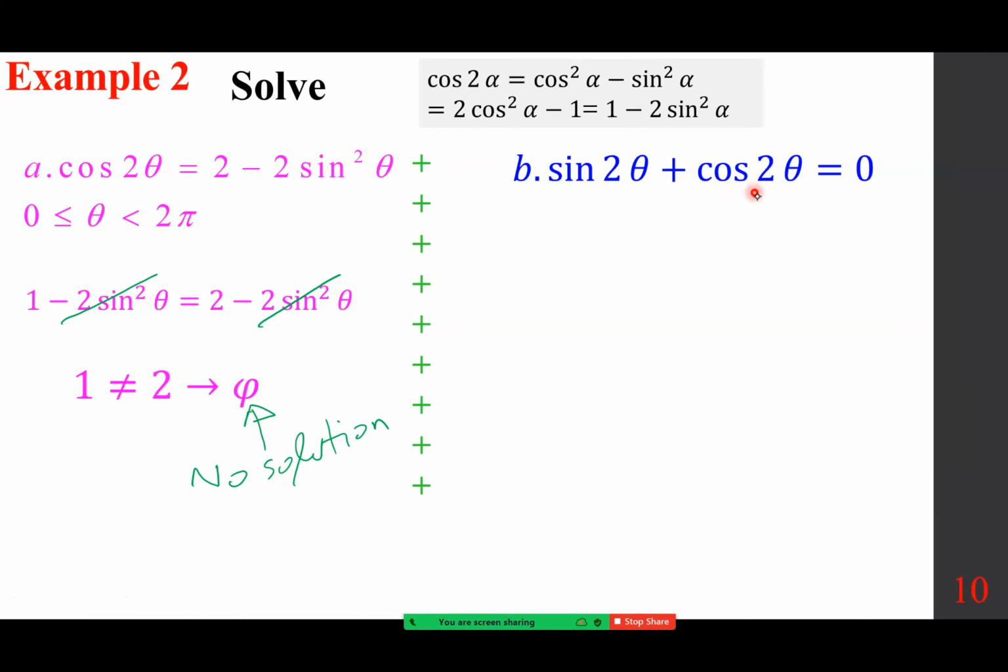Sine 2 theta plus cosine 2 theta equals 0. One way to solve this, we move one of them to the right. And now if I divide both sides by cosine, I get tangent. If I divide both sides by sine, I get cotangent. Either way will do the job. So let's divide both sides by cosine 2 theta.